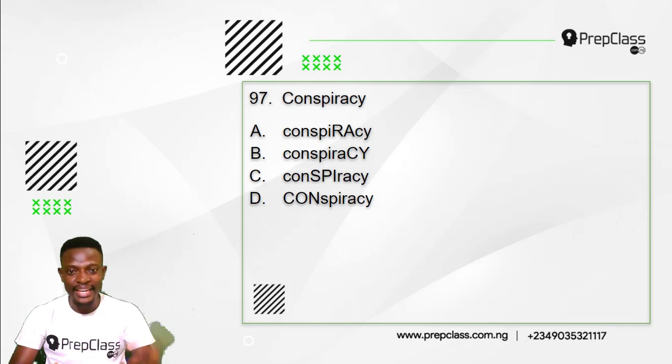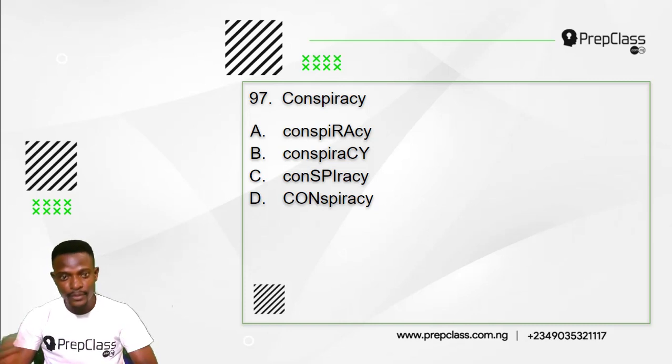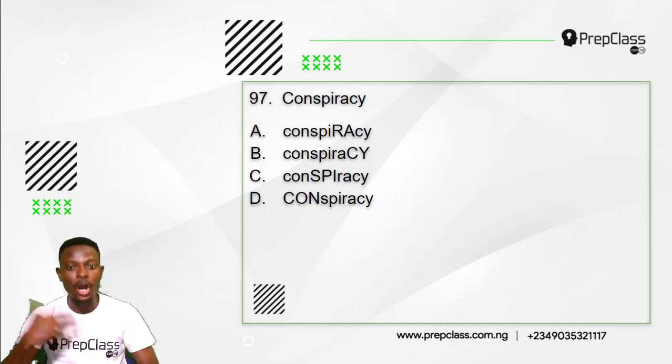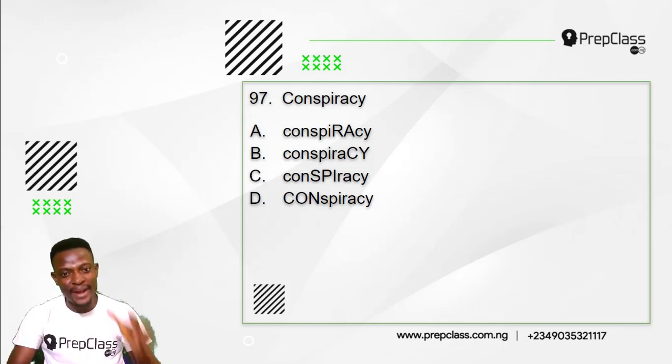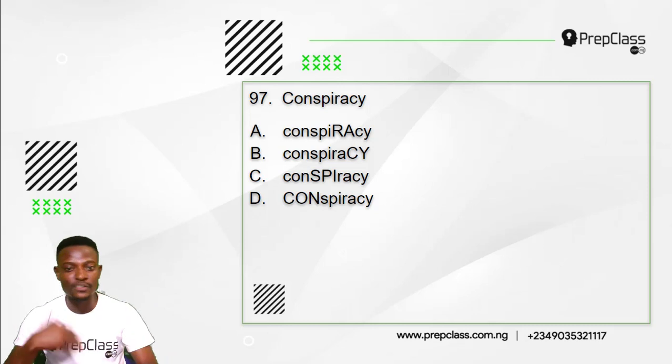Now, option A, ray receives the stress. Option B, C receives the stress. Option C, sp receives the stress. Option D, con receives the stress. So which of these options shows the correct placement of stress on the word conspiracy?